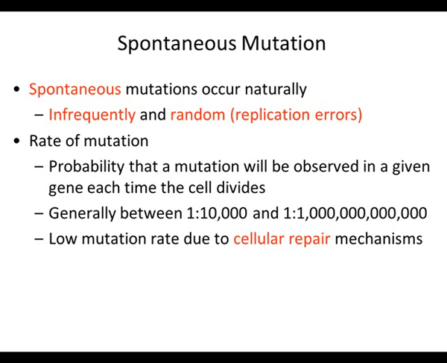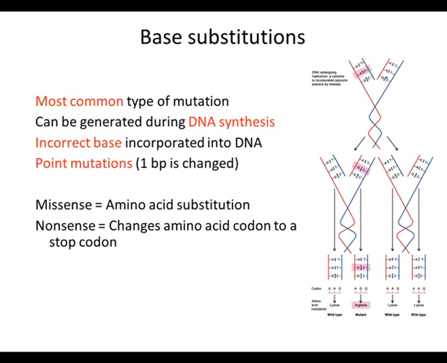And so the probability that you get a mutation in a given gene is very low. Okay? And the low mutation rate is due to the fidelity of the DNA polymerase, and there are some repair mechanisms to ensure that the mutation rate is very low. Because most mutations are bad, and if the organism didn't have this high fidelity of copying its DNA, you would have too many mutations. So base substitutions are the most common kind of mutation.